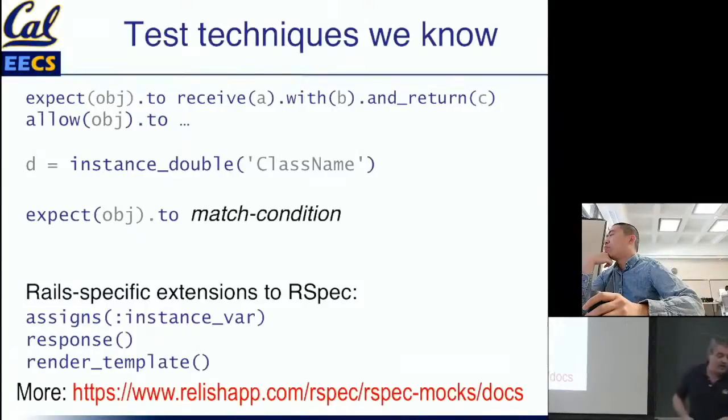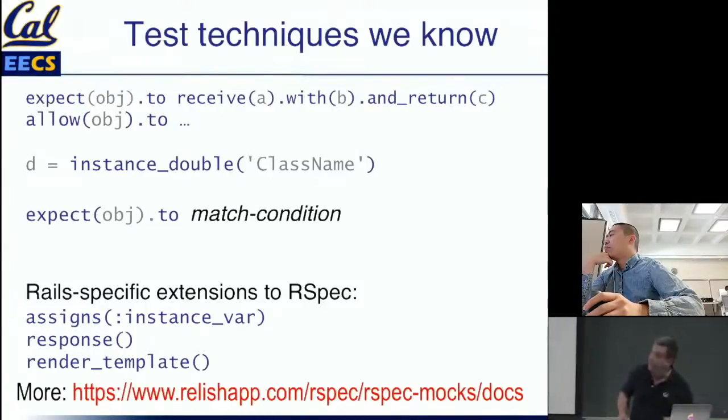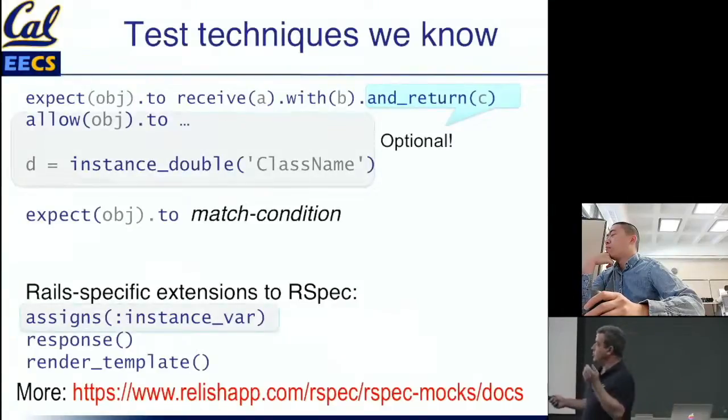Okay? So that's the idea of what we're doing. Oh, and we saw and return, which allows you to control the return value, but is not mandatory. If you don't say what return value you want, then the fake function will return nil. All right? And these are the ones that we used in our most recent scenario.